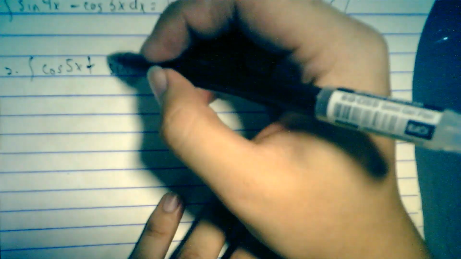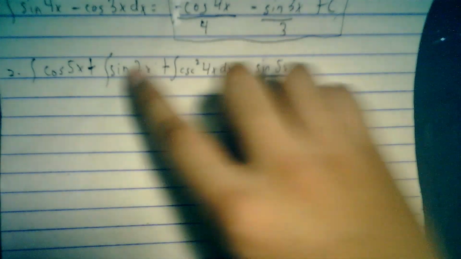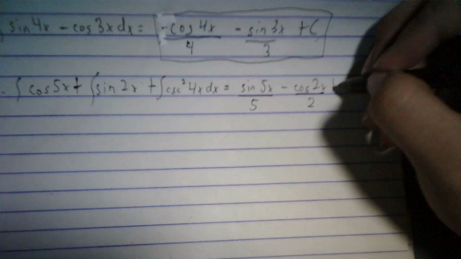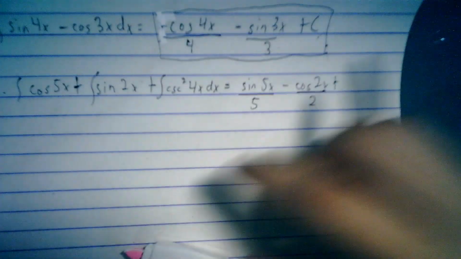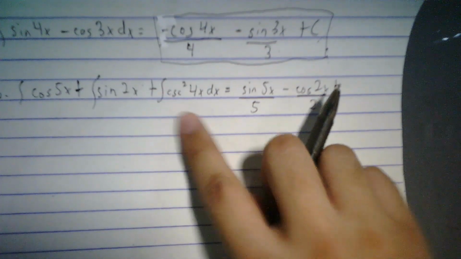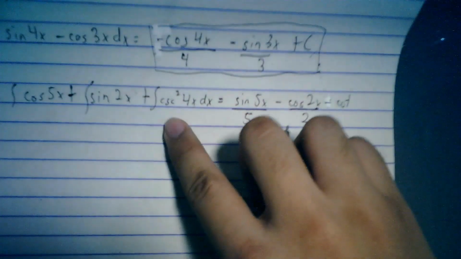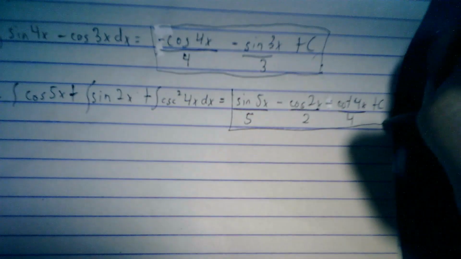The integral of sine 2x is negative cosine of 2x over 2, and the plus and minus become negative. Then the integral of cosecant squared, as we recall, is negative cotangent, so plus and minus becomes negative cotangent of 4x over 4 plus c. So this is our answer for problem number 2.